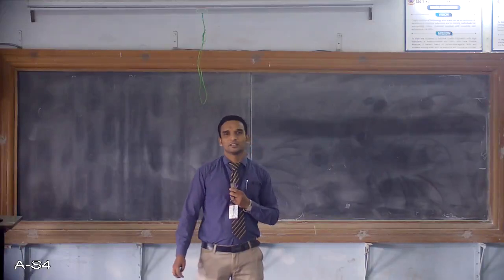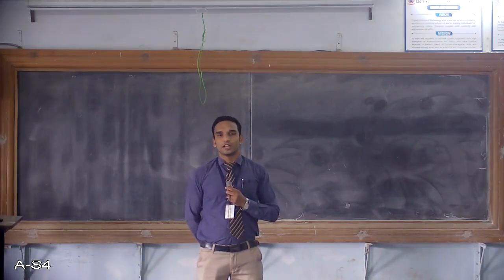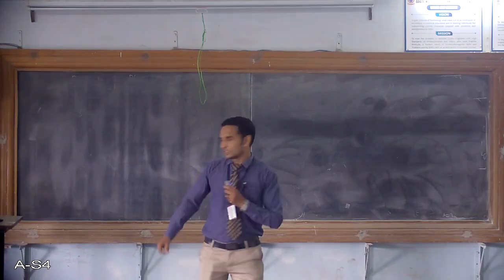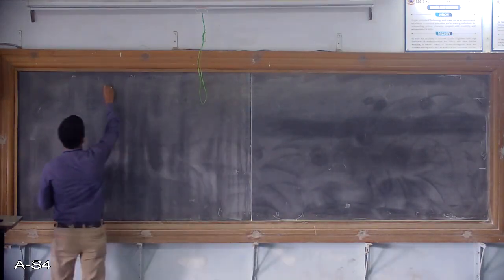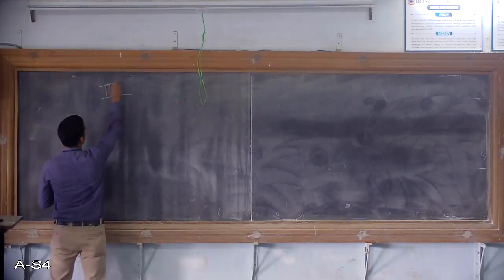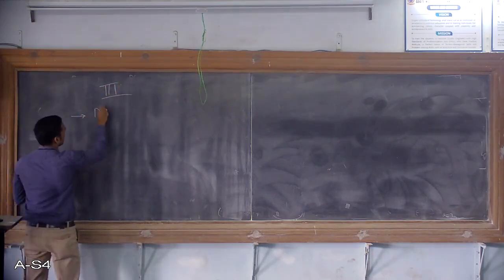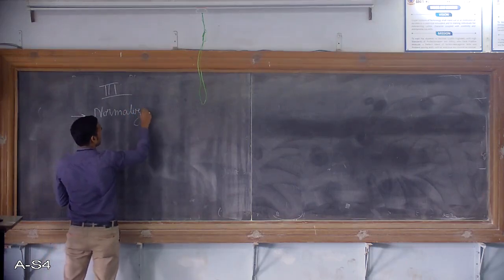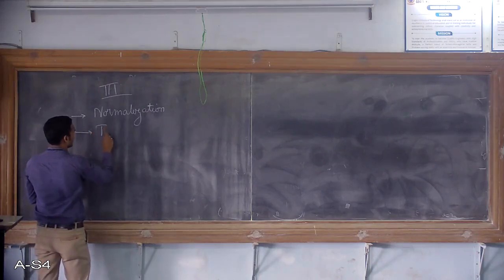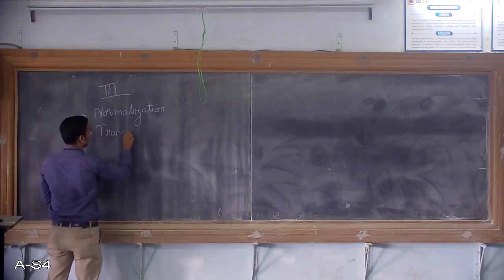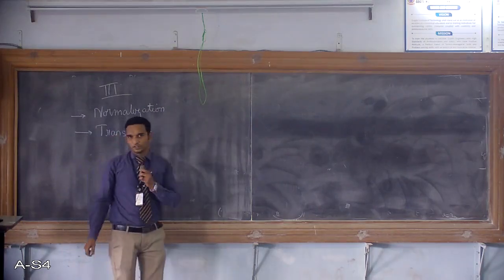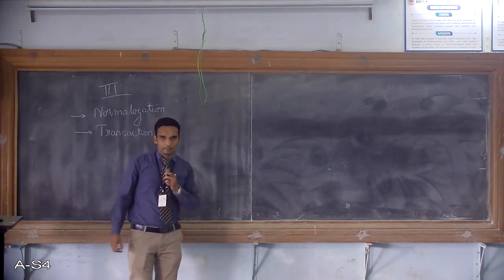the syllabus, that is normalization and transactions. So right now I'll be dealing with the part of normalization. So unit 3 consists of normalization and transaction. So in normalization, we'll first highlight what we are covering in the class.